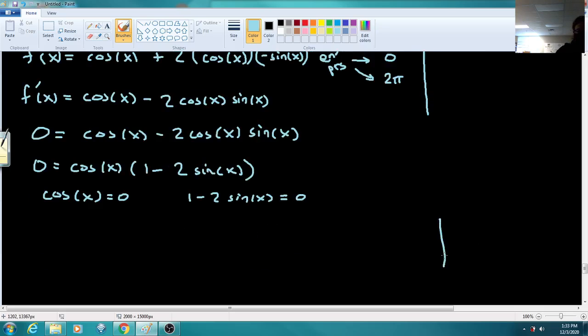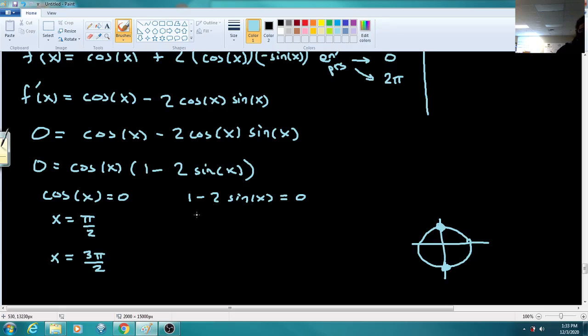If we think about our unit circle, cosine of x is the x values. The x values on the unit circle are 0 here and here. So cosine of x equals 0 will happen at x equals pi over 2 and x equals 3 pi over 2, because those points on the unit circle have an x value of 0.